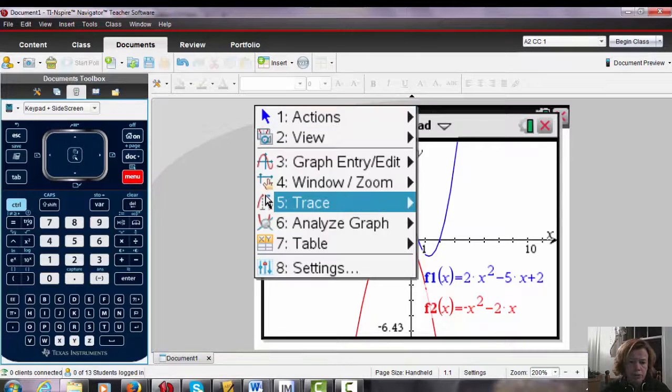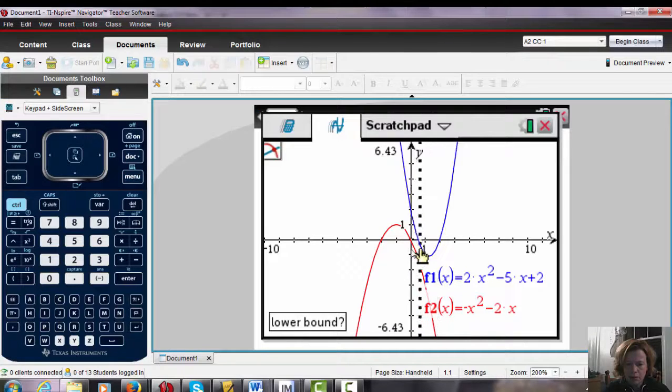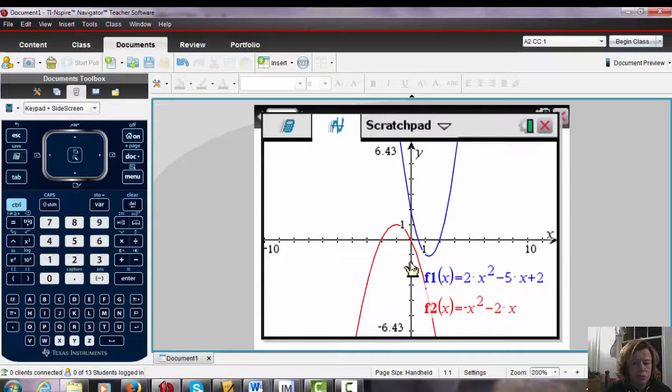If you tried, I'm curious, to analyze this graph with intersection points, you see we go lower bound and upper bound, and they tell us that there are no intersections found within those boundaries because there are no intersection points at all.